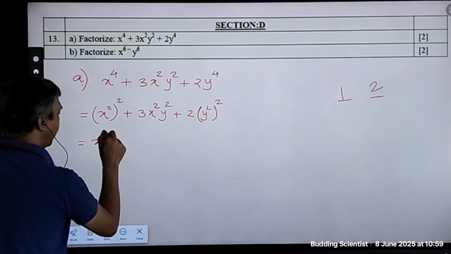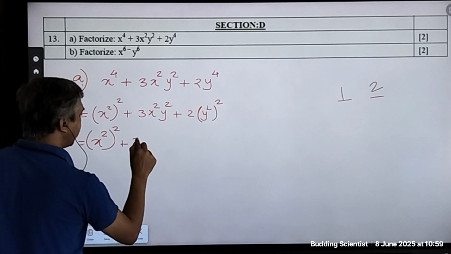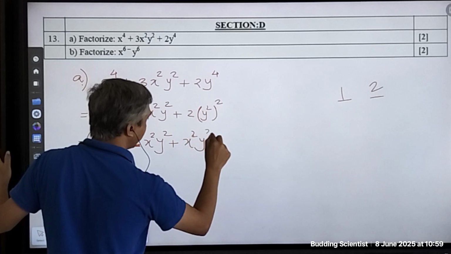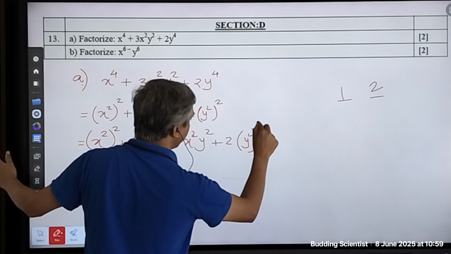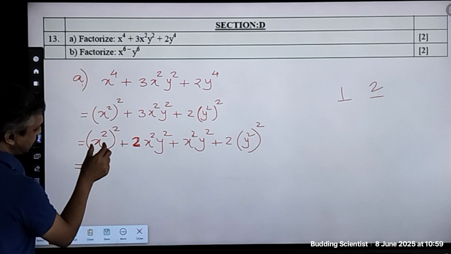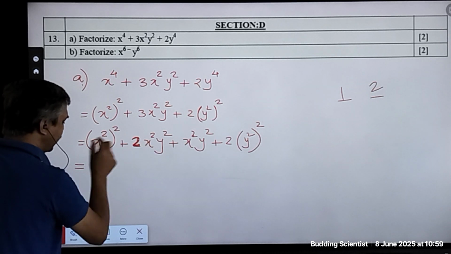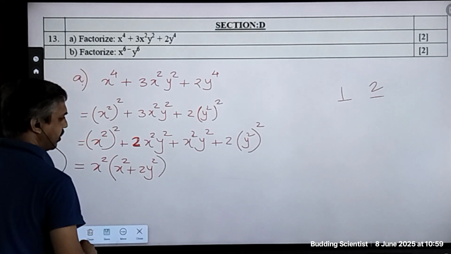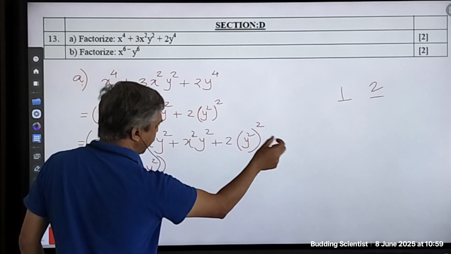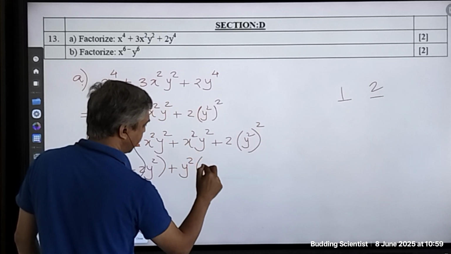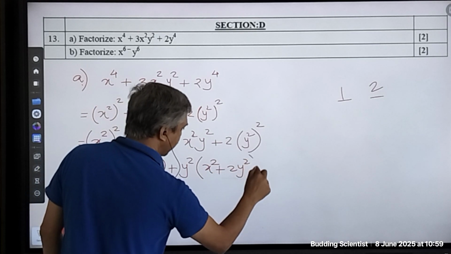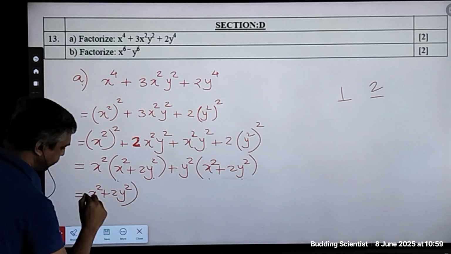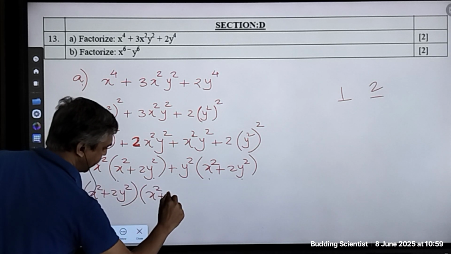So this is equal to (x square) whole square plus 2x square y square plus 1x square y square plus 2(y square) whole square. This is equal to x square into x square, and 1x square can be taken as common. So we are left with x square plus 2y square. Again here y square into y square, and 1y square is taken common. So we are left with x square plus 2y square. Now x square plus 2y square, take it common, and then we are left with x square plus y square.